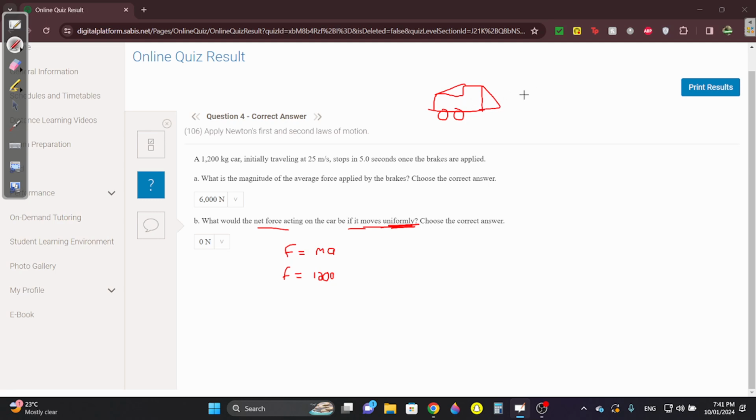This is a car traveling at 60 kilometers per hour. If it's moving uniformly, it means the speed doesn't change. Let's say the car continues and after 10 seconds it's still at 60 kilometers per hour. So there's no change in velocity, so the acceleration is 0. Whenever they say it moves uniformly, acceleration equals 0. So here we say times 0, and obviously 1200 times 0 is 0.